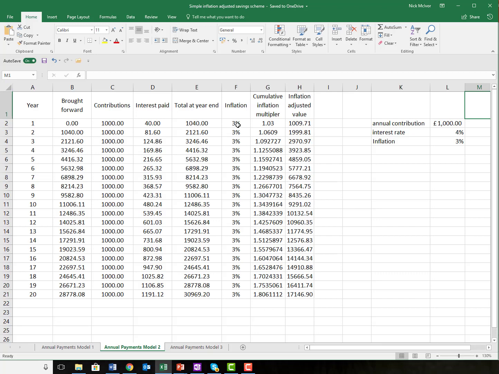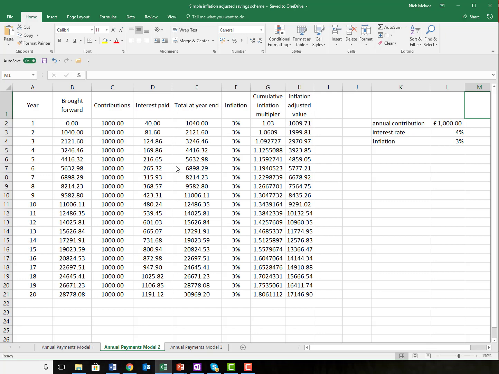This means that prices have increased by a factor of 1.03. So what I have to do to get the real value of this total compared to what it was worth at the beginning of the year is divide that sum by my inflation multiplier. Oh, as you can see, it's only worth a fraction more than I put in, less than £10 more. I carry this money forward, I pay some more cash in, I earn some interest, total at the end of the year.